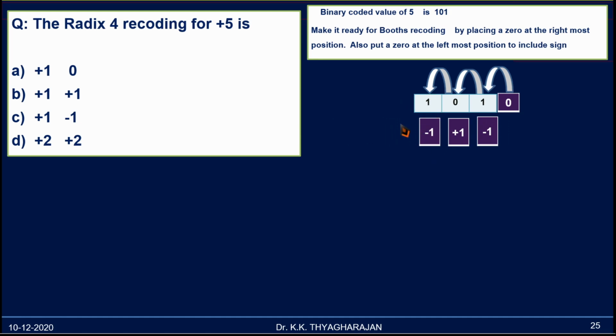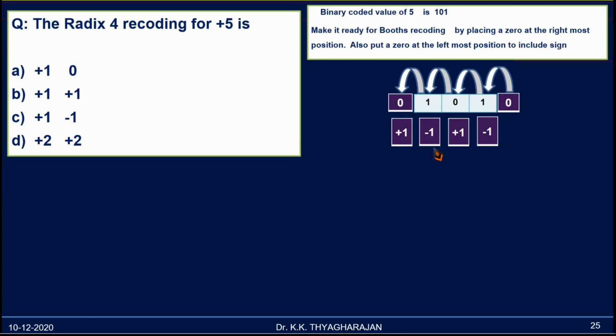For that, you need a bit on the left side. So you put a 0 because this is +5. So the sign bit will be 0 here. So to recode this 1, you have to add a 0 on the left side. Now 0, 1 will be recoded as +1. These 4 bits are the Booth's recoded value.